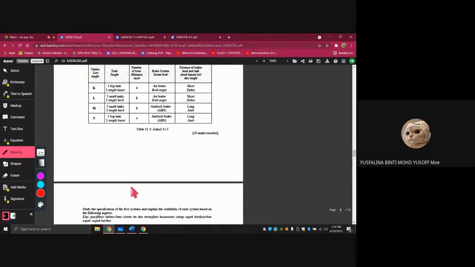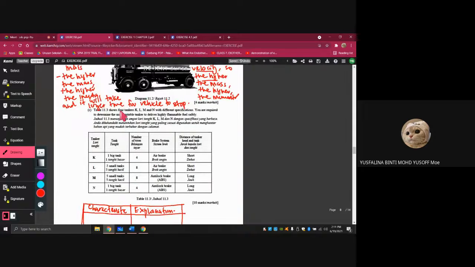There are two columns. The first one is the characteristic and the explanation, or modification and explanation, but for this one we don't modify. That one is question number 9. For the first, it says here the table 11.3 shows 4 tankers, K, L, M, and N with different specifications. So you are required to determine the most suitable tanker to deliver highly flammable fuel safely.